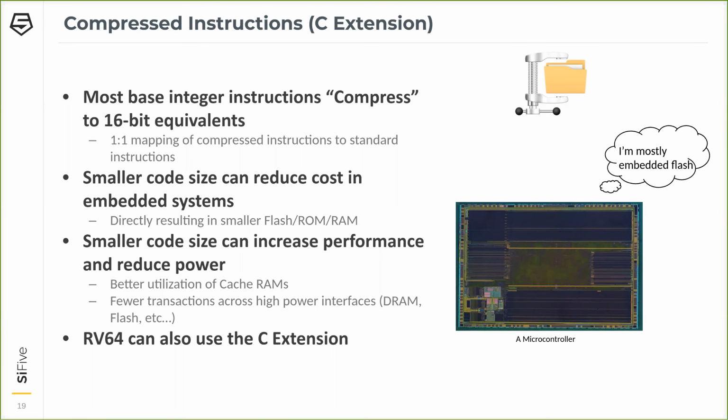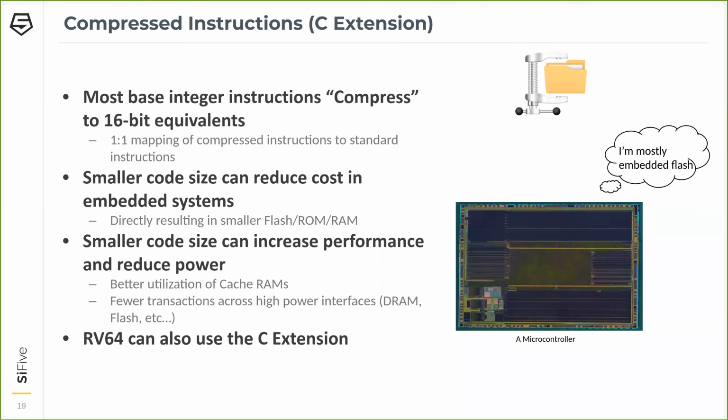Smaller code size can also increase performance and reduce power. And specifically, we're talking about better utilization of cache RAMs. So if my instructions are half the size, then I can fit twice as many of them in my caches. And this results in fewer transactions across higher power interfaces like DRAM controllers.